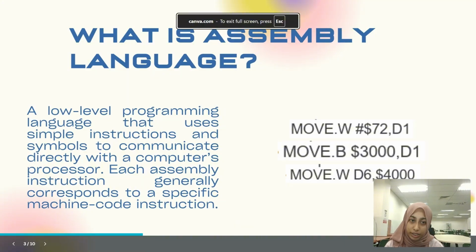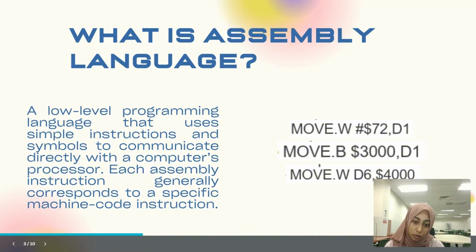What is assembly language? Assembly language is a low-level programming language. It uses simple instructions to communicate directly with the CPU. For example, MOVE. The instruction tells the CPU to move data from one place to another.